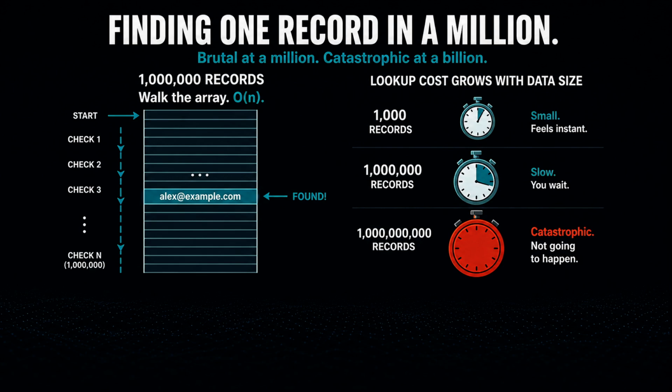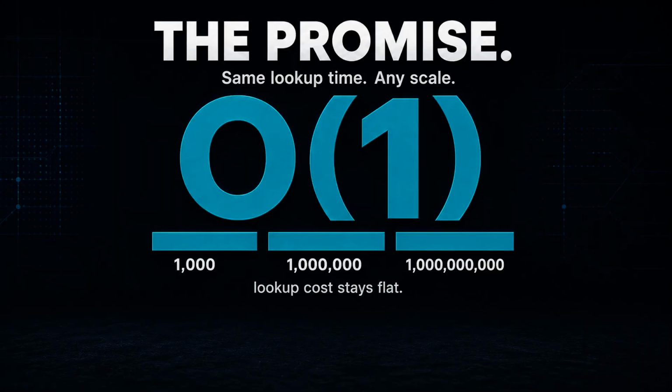So we need a structure that does not get slower when the table gets bigger. That structure is the hash table. The promise is that lookup time stays flat as the table grows. 1,000 records, 1 million, 1 billion, the average cost of finding a key is roughly the same. That is what people mean when they say O of 1. The runtime does not grow with the input. Which is the whole reason your code never thinks about lookup cost when it indexes into a dictionary.